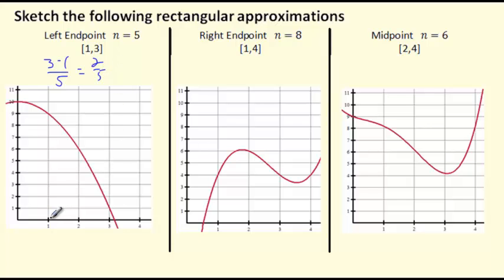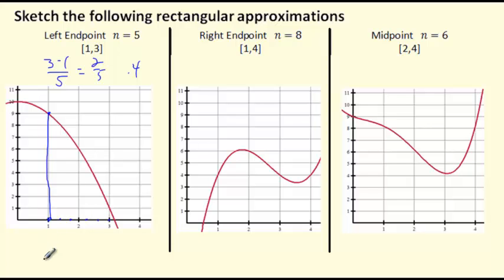So I know I'm going from 1 to 3. I'm doing left hand, so if you want to draw that first one in, I know that's my first one. They need to be every 2/5, or 0.4 if you prefer the decimal. So there's going to be my next one. Then where am I going to be? I'm going to be at 1.8. Then I'm going to be at 2.2. Then I'm going to be at 2.6.